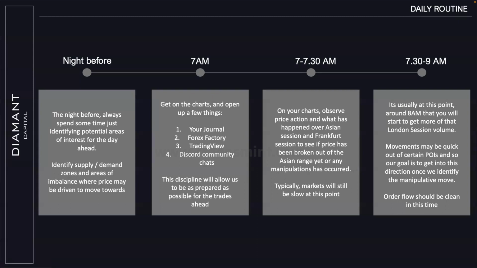So just before London session really does open, you are going to start to see some of the movement that's kicking in the Frankfurt session.